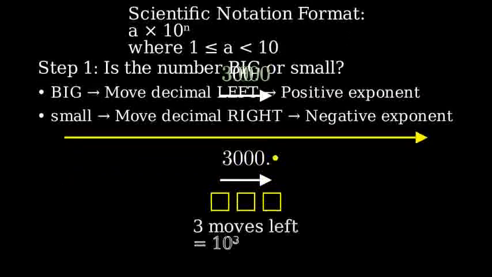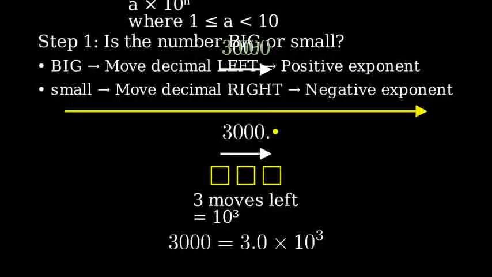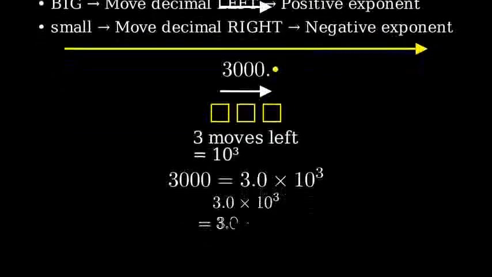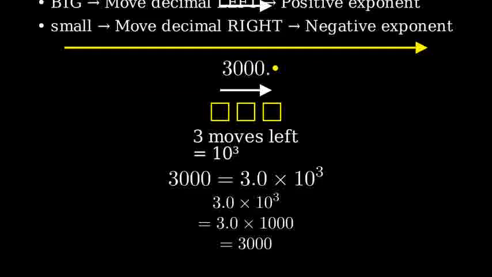Let's verify this is correct. 3.0 times 10 to the third means 3.0 times 1000, which equals 3000. Perfect.